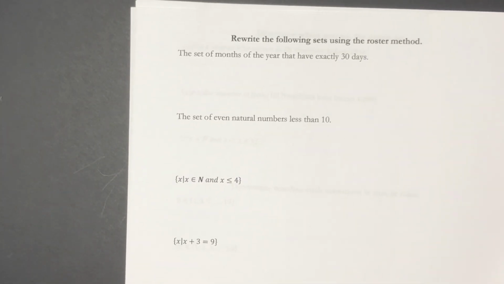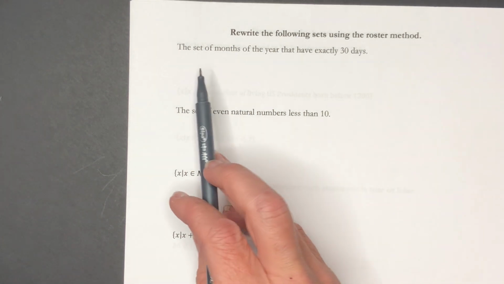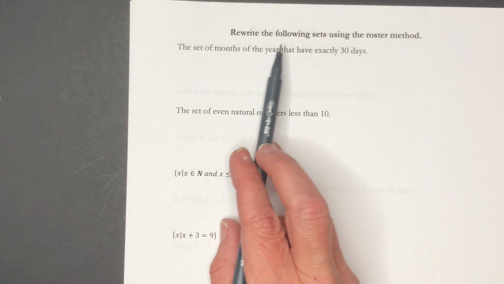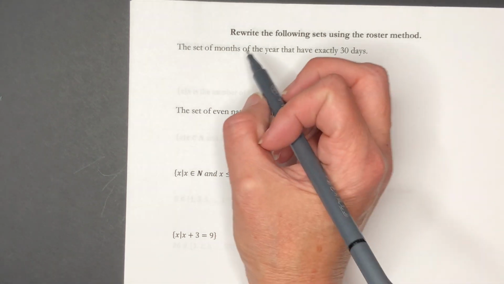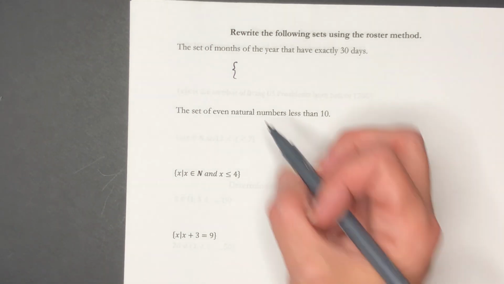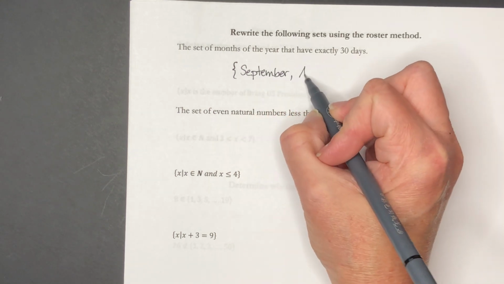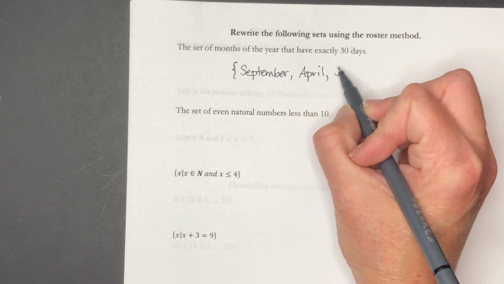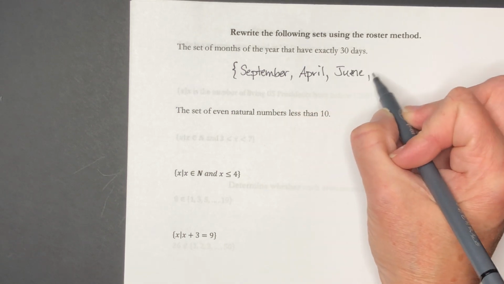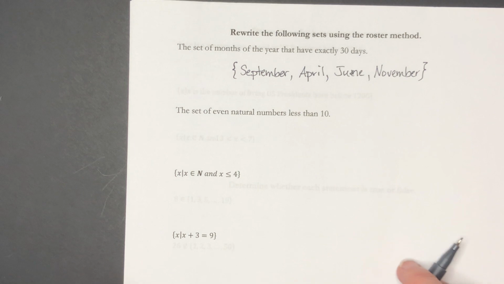Let's try this one. We want to rewrite these sets using the roster method. And the roster method was the one where we just list everything. So the set of months of the year that have exactly 30 days. Remembering the rhyme, 30 days have September, April, June, and November. And all the rest have 31 except for February, which has 28.